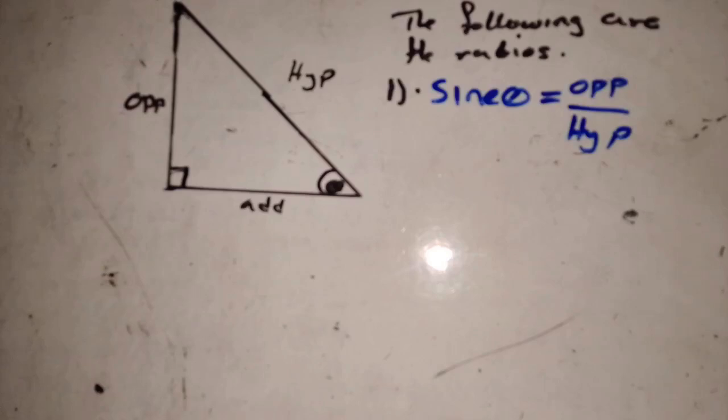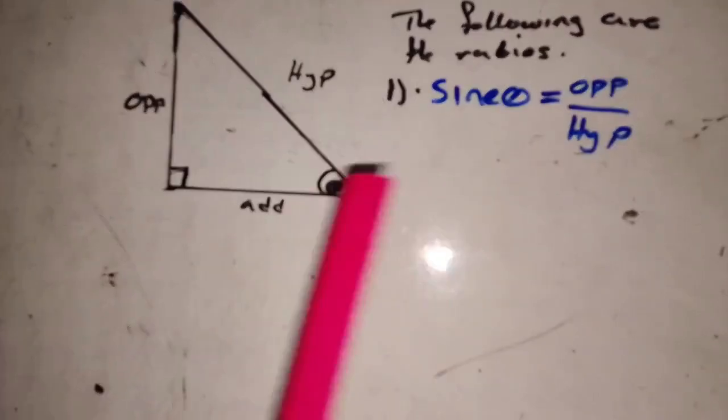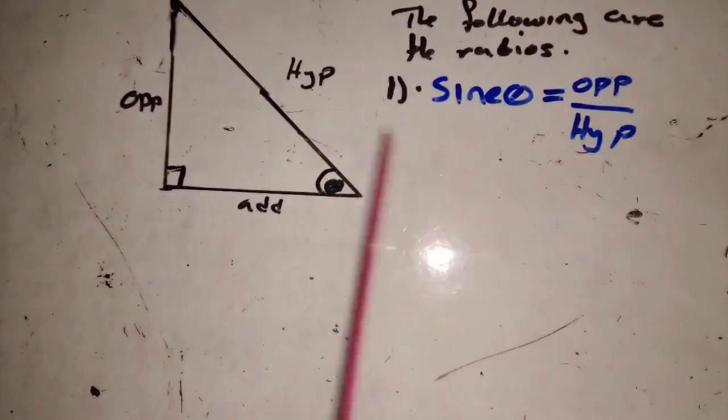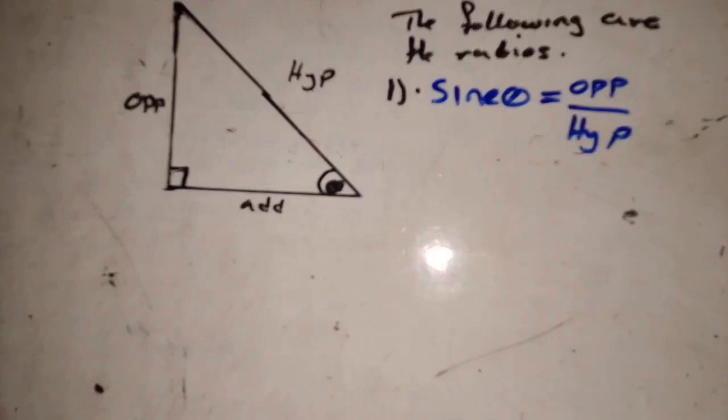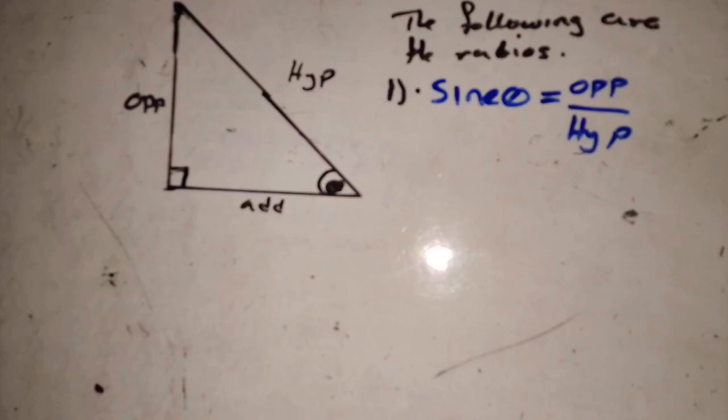If we are finding one missing angle or one missing side, we can use this ratio. Where there is theta, we replace it with the angle, which gives us sine of the angle equals opposite over hypotenuse. In this case, this is our opposite, this is our hypotenuse. This is how you can do problems using the sine ratio.